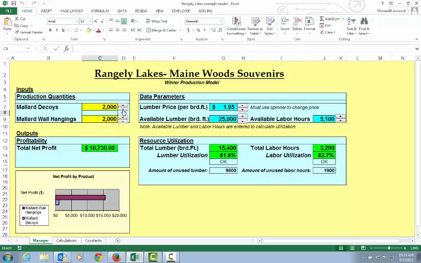Now again, this is theoretically the only worksheet that a user would have to deal with. Again, it's got the key input parameters that they may want to adjust, and it's also got the ability for them to indicate the decisions related to production amounts. The other two worksheets in this workbook consist of the following.